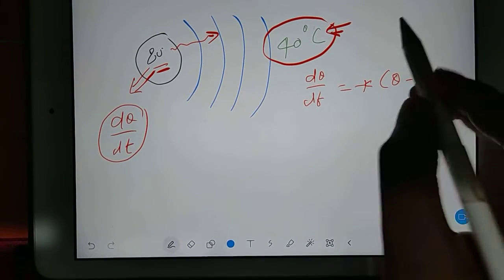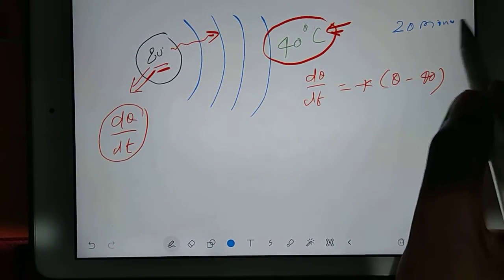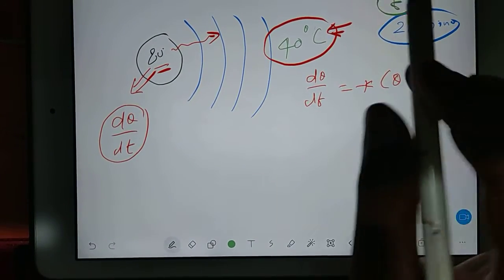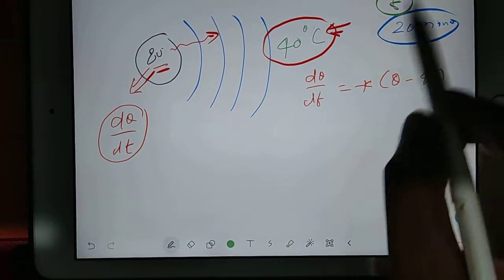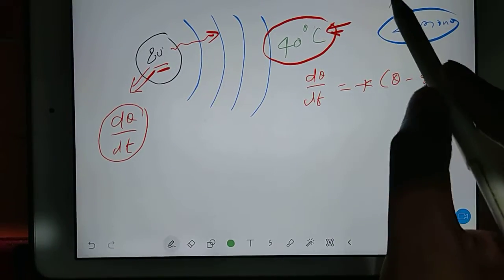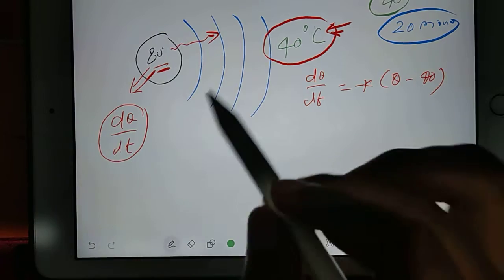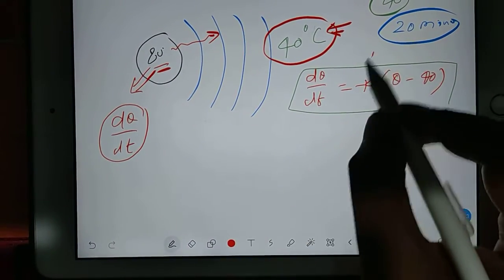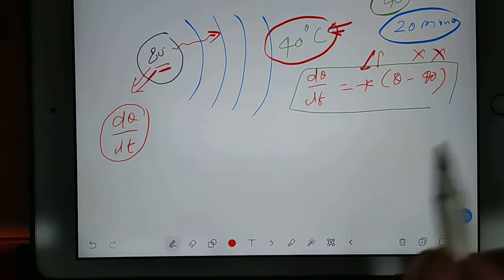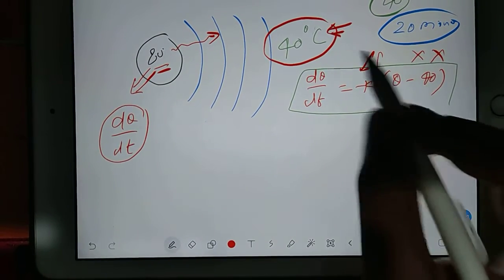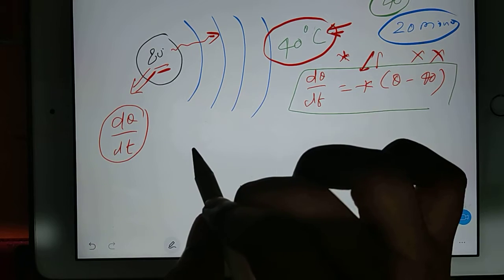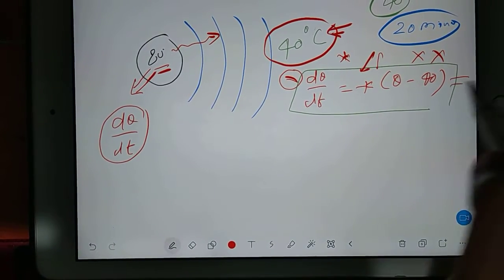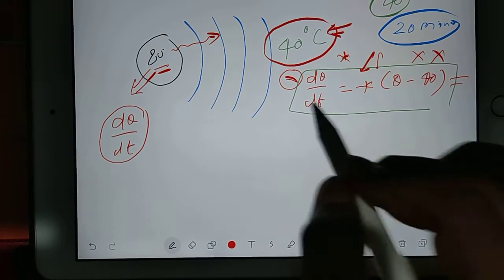But there are 20 minutes given. It will be better because they're asking for time, that after how much time the body will reach a temperature. They are saying that after 40 minutes, what will be the new temperature of the body? It means that with the help of this differential equation, which is not yet the solution, what is our job? Solve this equation. So we are going to solve this differential equation. That's why this comes under this chapter.